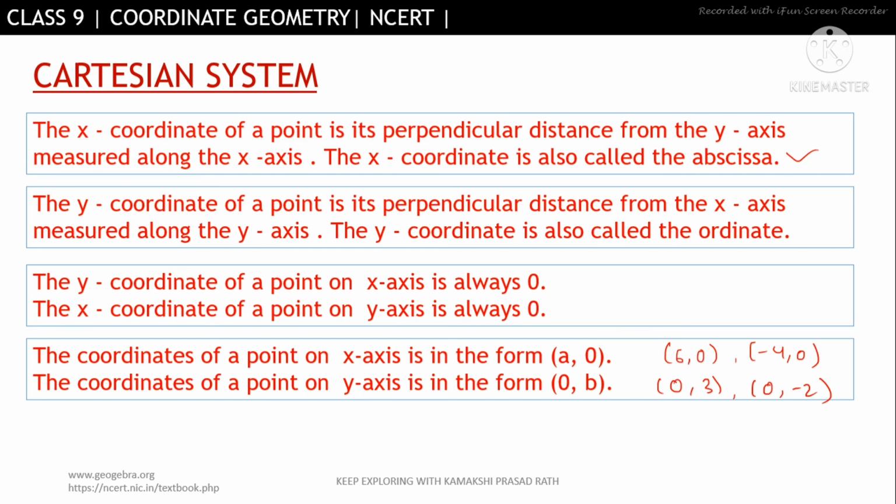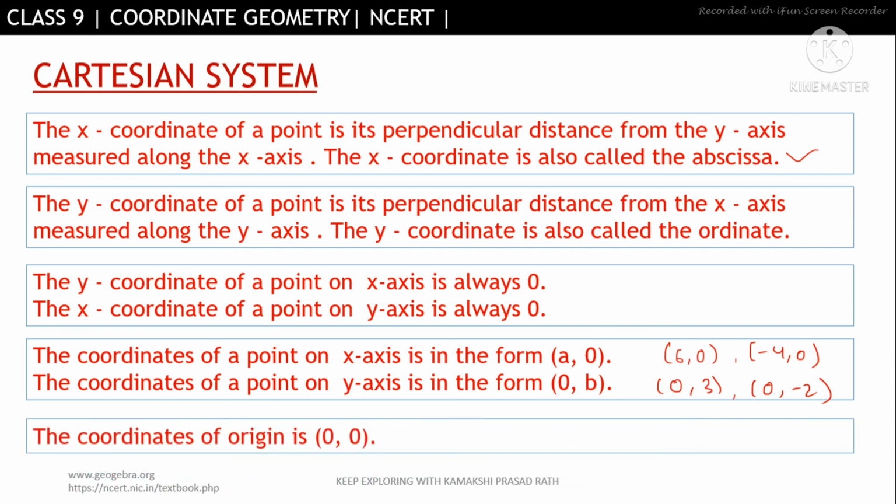Now the last one: the coordinates of the origin are 0, 0, because it is the reference point here. It neither moves along the x-axis nor along the y-axis, neither towards the negative x nor towards the negative y. So this is the origin and its position is 0, 0.